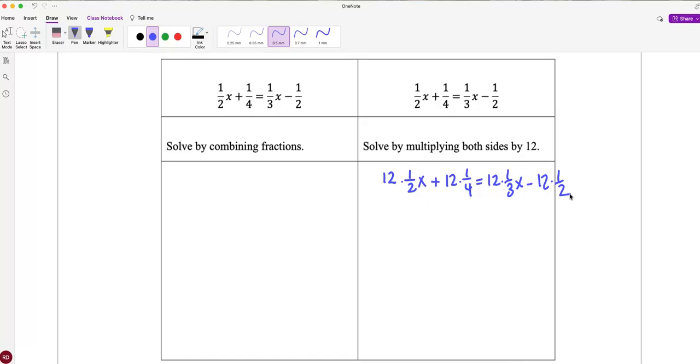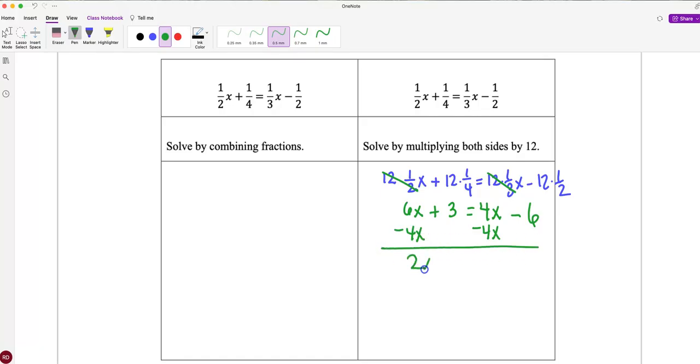But if I write everything down, I'm forced to do each piece. So 12 over 2, that is 6x. 12 over 4 is 3. 12 over 3 is 4x minus 6. Now I've got an equation that has no fractions. So fairly straightforward. Subtract 4x from both sides.